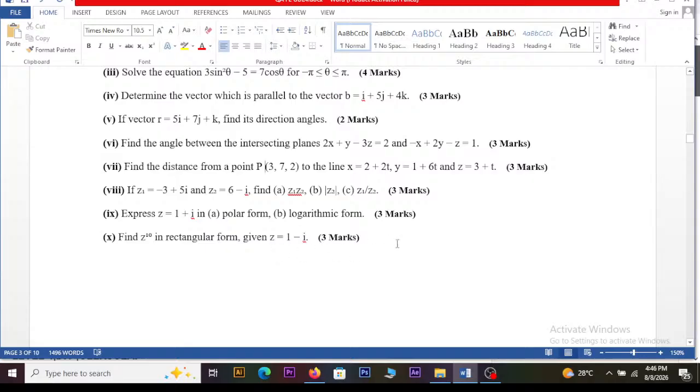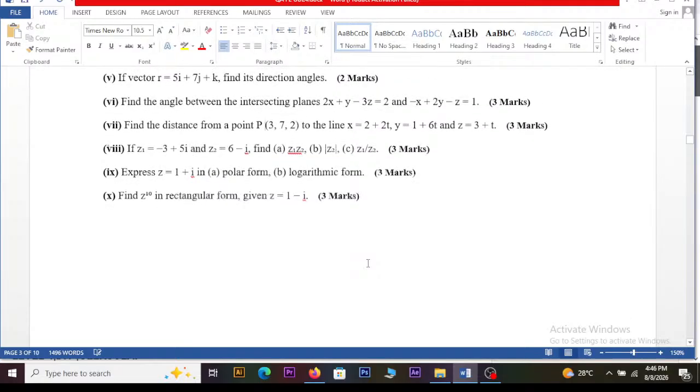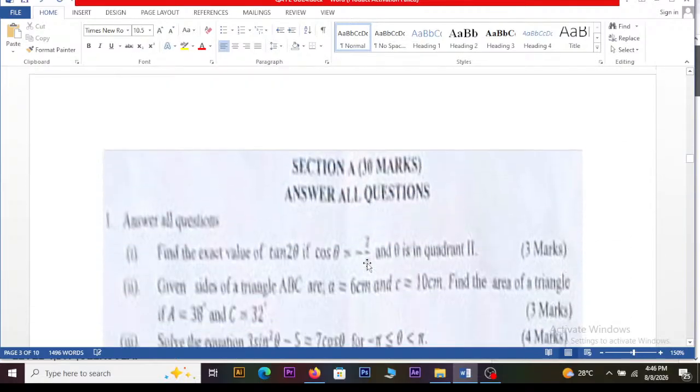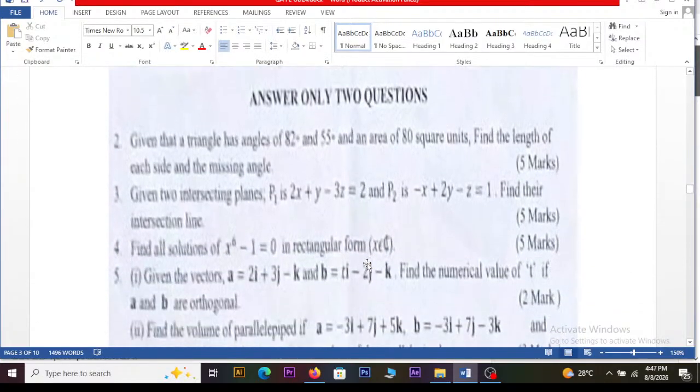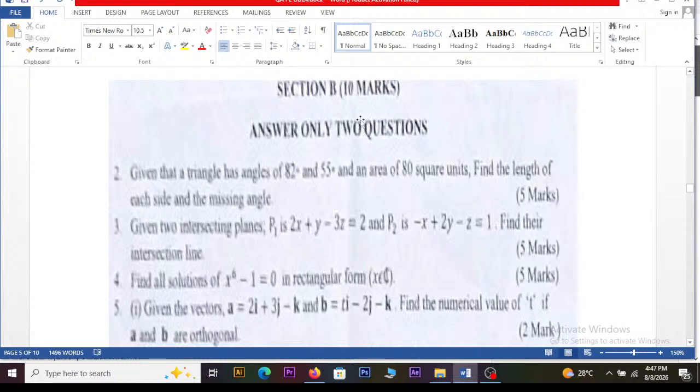Na yenyewe imechangia maswali max ngapi? Max 9. Kwa mshahara wake ni max 9. Are we together? Are we together, dear students? We are done with section A. Let us navigate on section B. Section B consists of 4 questions. You are supposed to answer only 2 questions.